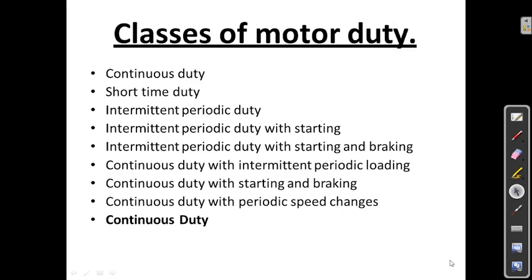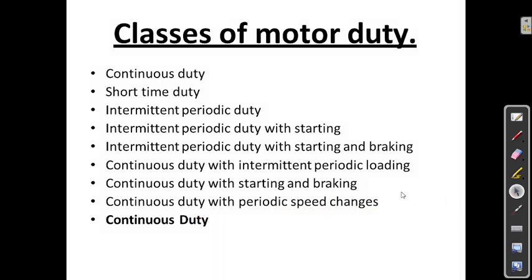Good day to all. Today we are going to see about the classes of motor duty. What are all the classes of motor duty? First one is continuous duty, then short time duty, then intermediate periodic duty with starting, intermediate periodic duty with starting and braking, continuous duty with intermittent periodic loading, continuous duty with starting and braking, then continuous duty with periodic speed change.